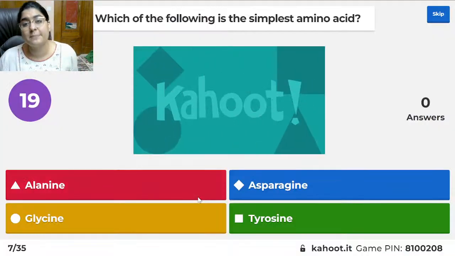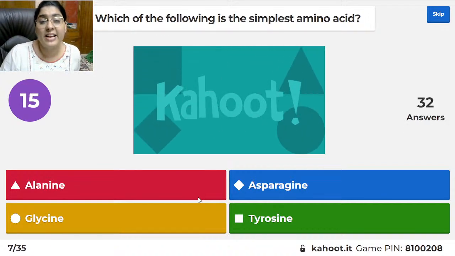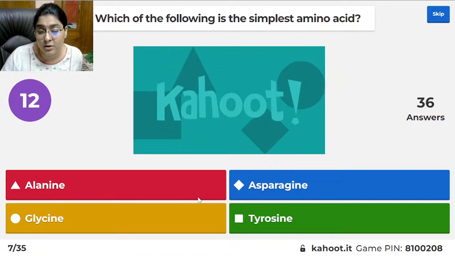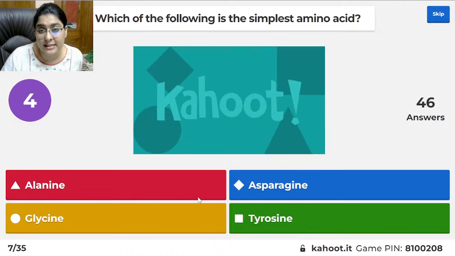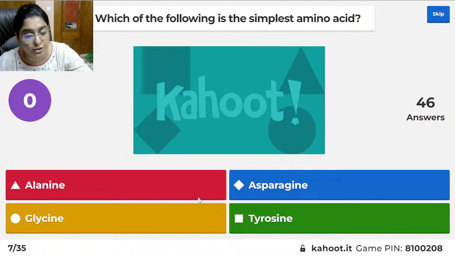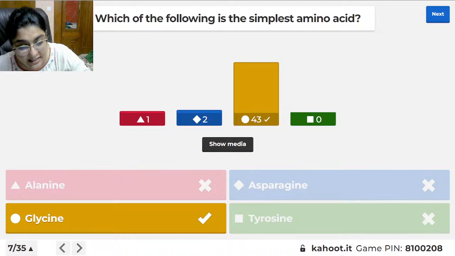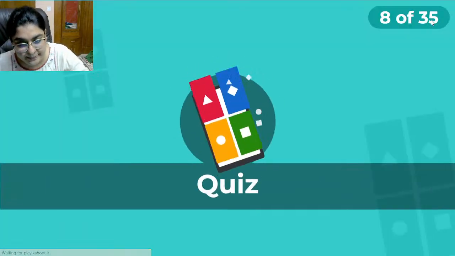Which of the following is the simplest amino acid? We know amino acids are substituted methanes. We have an alkyl group, we have a carboxylic and an amino group and a hydrogen attached to the same carbon. So what makes an amino acid the simplest amino acid? That the alkyl group is nothing but just a single hydrogen, and that is in glycine. Wow, 95% of you have given the right answer.